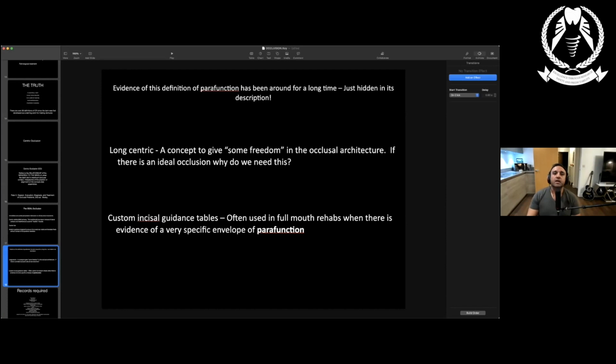Okay. So evidence of the definition of parafunction has been around for a long time, and it's hidden. So long centric, let's talk about this, is a concept to give some freedom of the occlusal architecture. If there is an ideal occlusion, why do we need this long centric? And a custom incisal guidance table. They're used for full mouth rehabs where there's evidence of a specific envelope of parafunction.